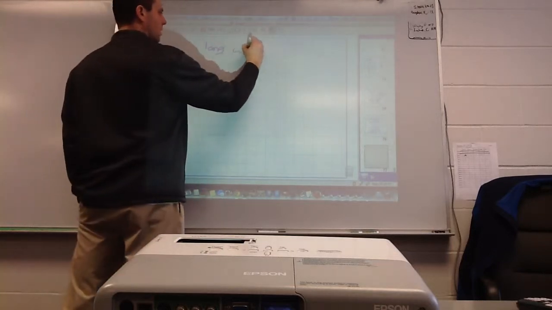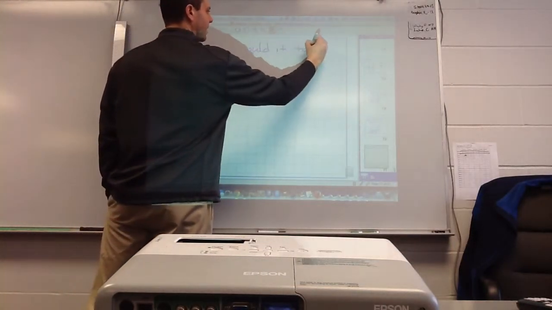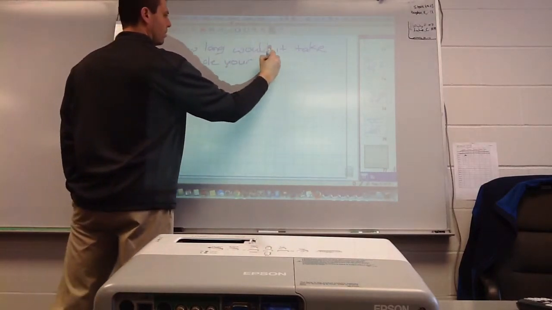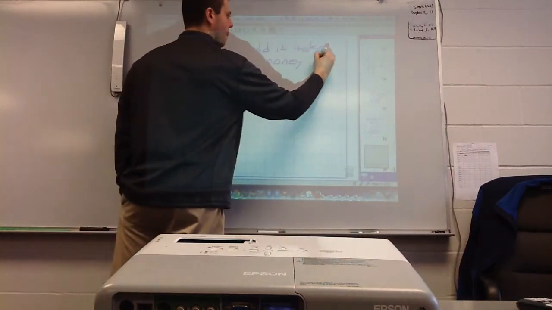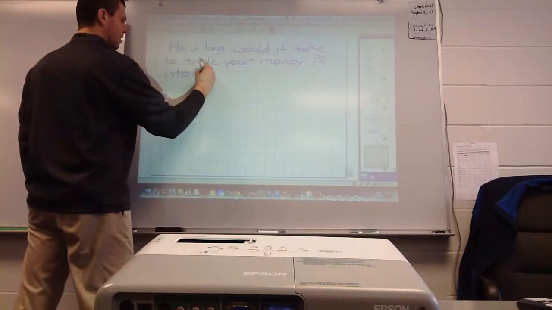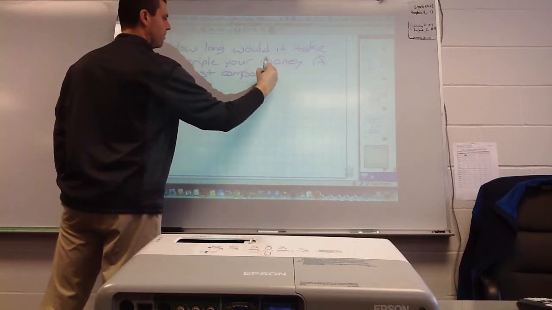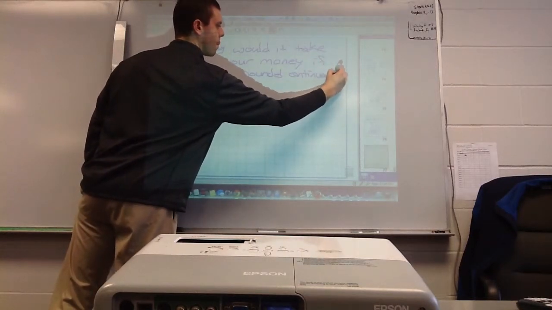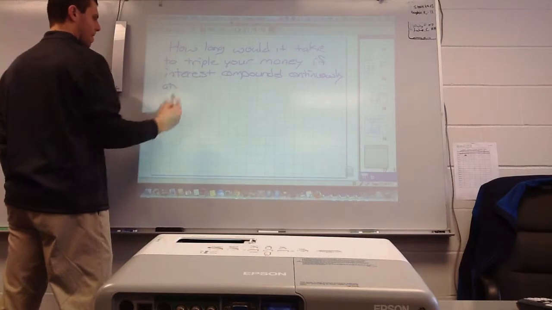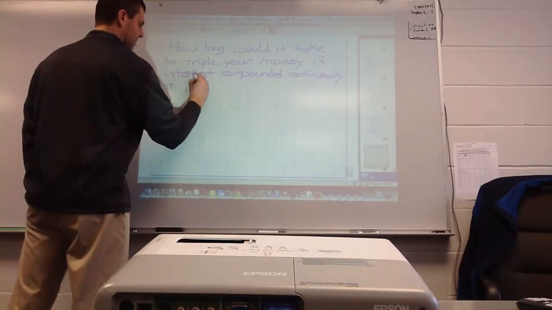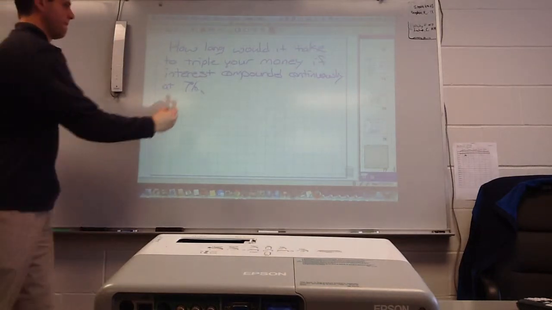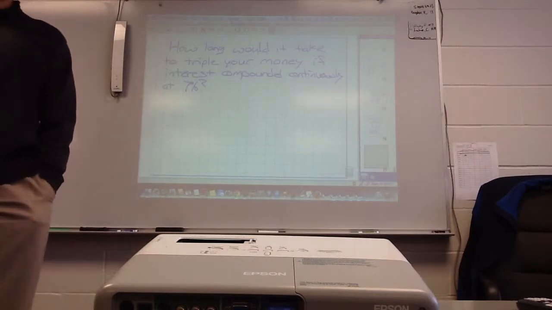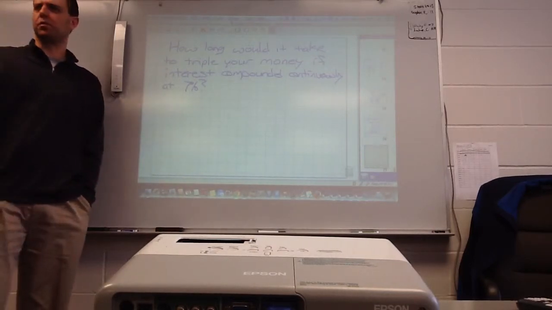How long would it take to triple your money if interest is compounded continuously at 7%? How long would it take to triple your money if interest is being compounded continuously at 7%? Interest compounded continuously. What do we use?